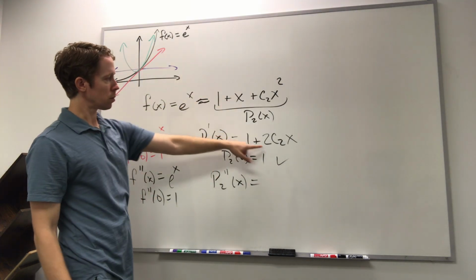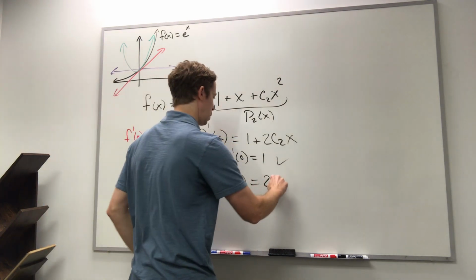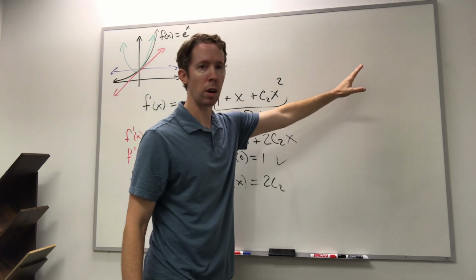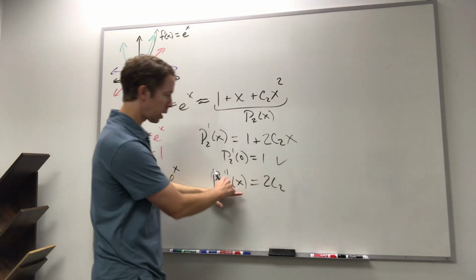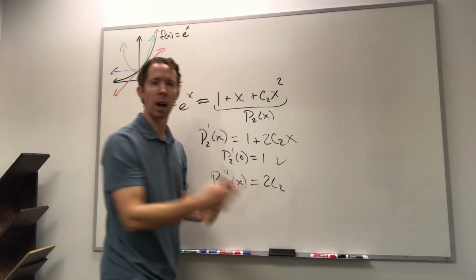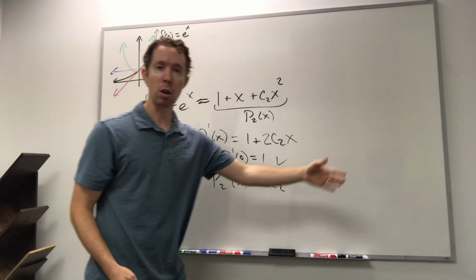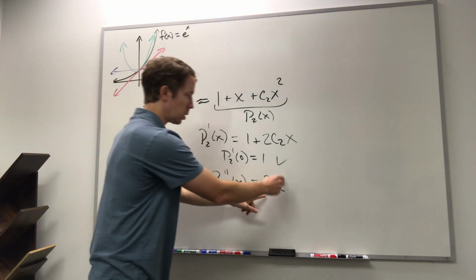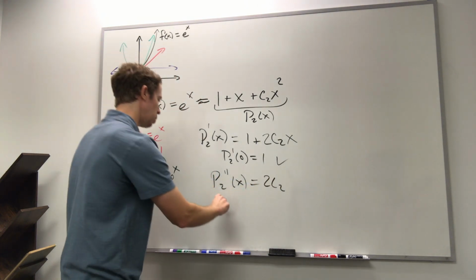And the second derivative is 2c2. And notice if I had x cubed and x to the fourth and so on up here, then when I take that second derivative, those terms will still have x's in them. And when I evaluate that at 0, they will all go away. So the concavity at x equals 0 will still be 2 times c2.